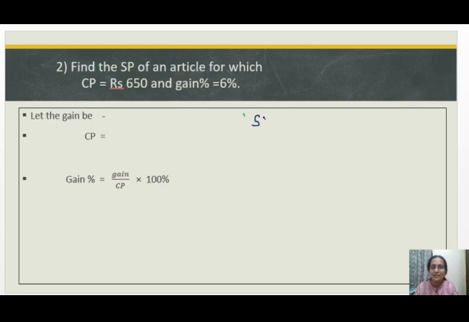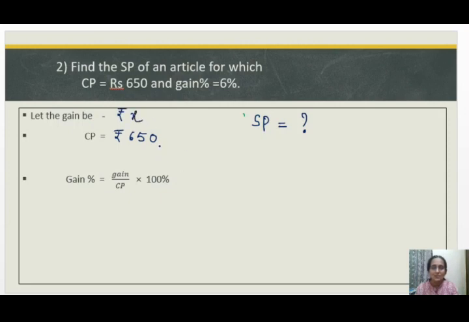First you have to analyze the sum. We have to find out the selling price. Whatever data they have given, let us write first. We don't know the gain, but gain percent you know, it is 6%. Cost price you know, it is rupees 650. Whatever we don't know, let us write as x. Let the gain be rupees x.